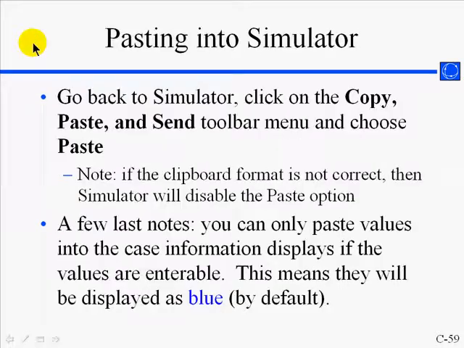Another thing to note too, that you can only paste information into Simulator that you could edit anyway. So things like values have to be enterable. Toggleable fields can be changed too. So things like the breaker status being opened or closed, you can change that with the spreadsheet. But things that are not changeable in the graphical user interface cannot be changed in the spreadsheet as well.